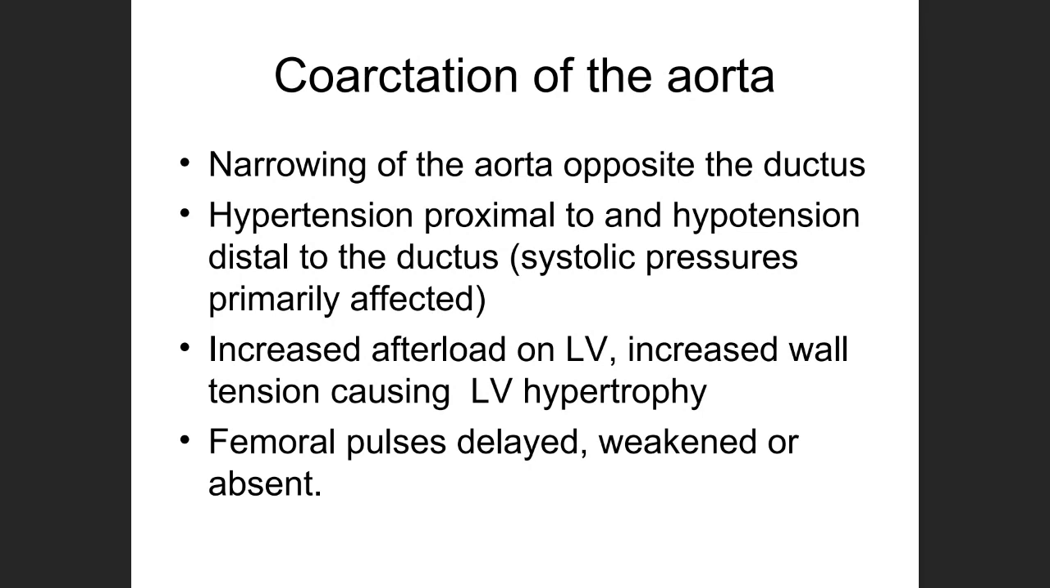There is an increased afterload on the left ventricle. There is a pressure overload. There's increased wall tension causing left ventricular hypertrophy. Would you like to state what type of hypertrophy you would expect in the case of a pressure defect? What are the types of hypertrophy? There's concentric and eccentric. What occurs in the case of a pressure defect?